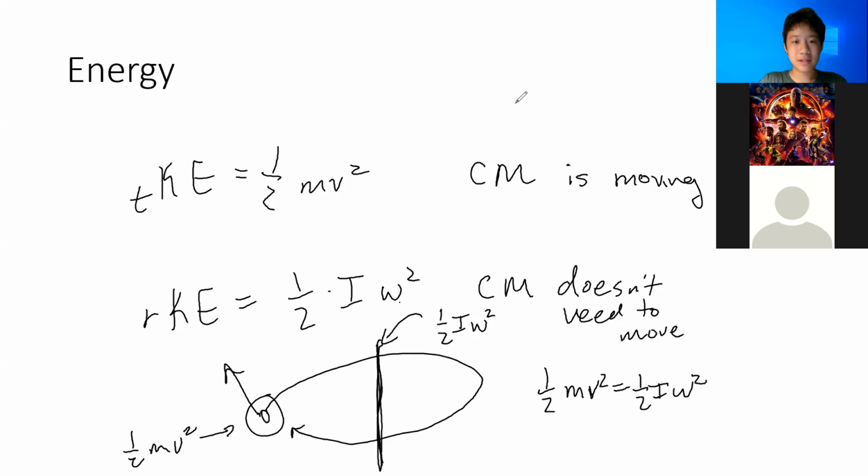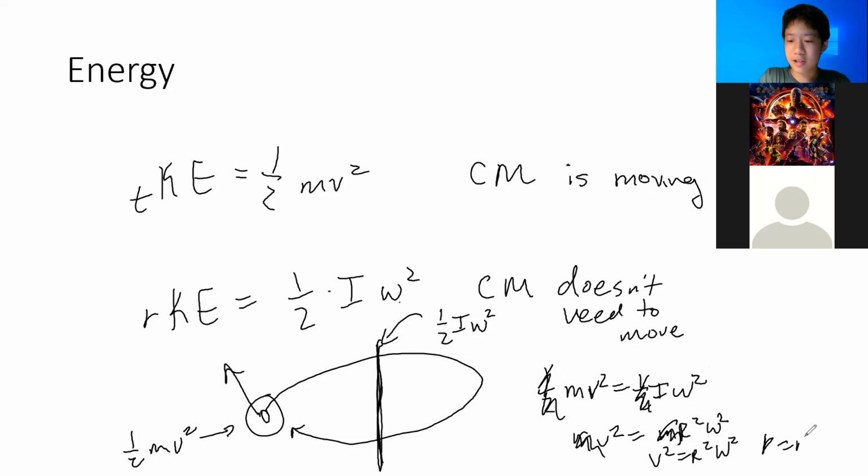Okay? Because the total energy it has is still the same, except that these are just two different ways you can represent it. And I'll just prove why this works first. So we cancel the 1/2. mv squared equals, well, I of a point mass, the inertia of a point mass, is mr squared. Cancel the m's. v squared equals r squared ω squared. And take the square root, v equals rω.